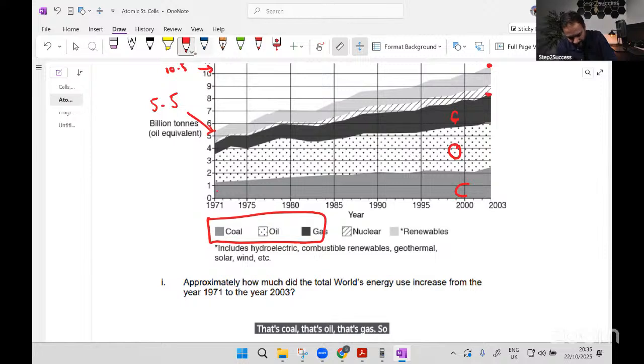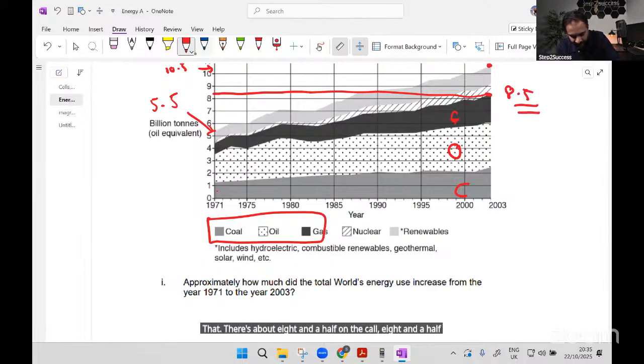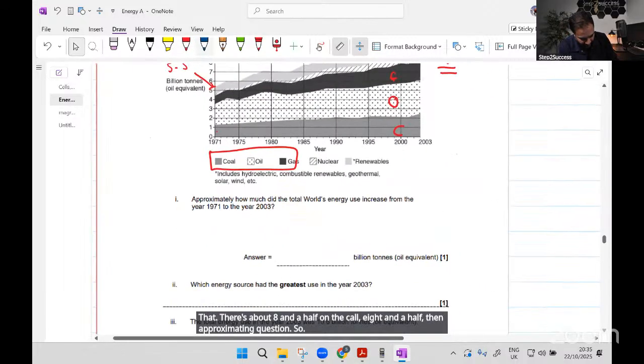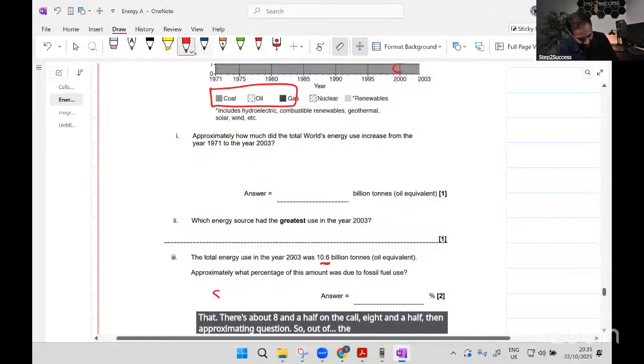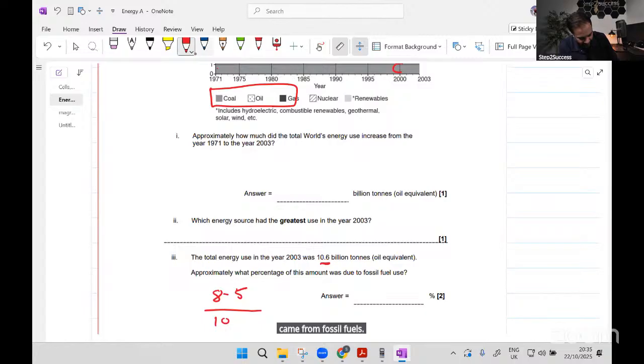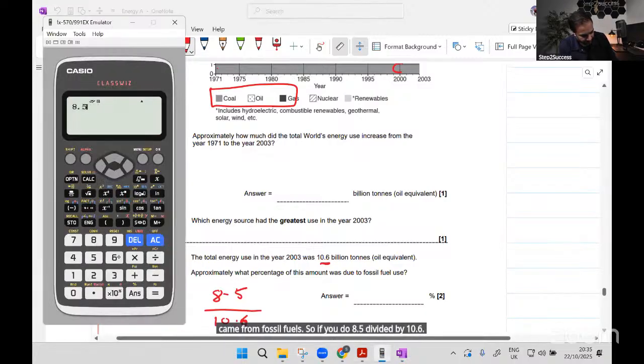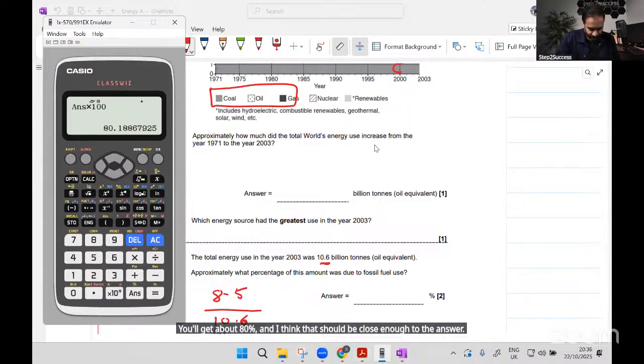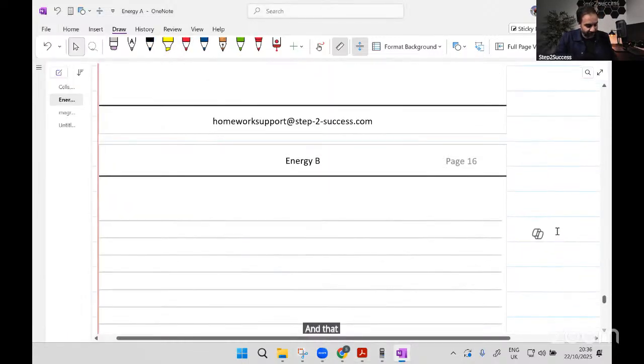So in total, that is about 8.5, and I'll call it 8.5. It's an approximating question. So out of the 10.6, 8.5 came from fossil fuels. So if you do 8.5 divided by 10.6 and turn it into a percentage by timesing by 100, you'll get about 80%. And I think that should be close enough to the answer. And that is everything.